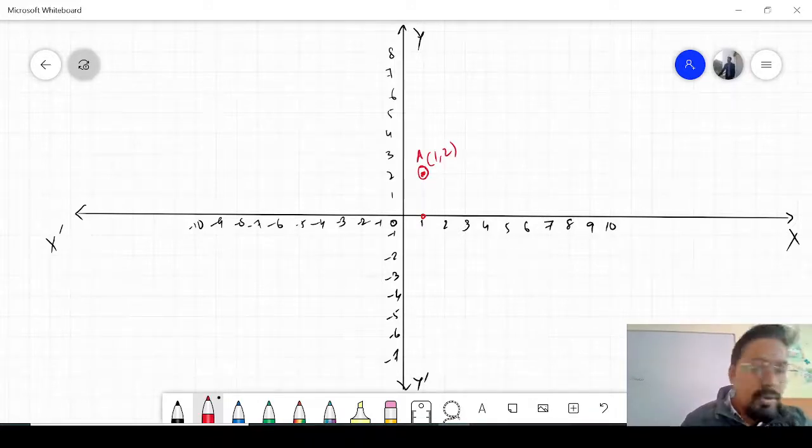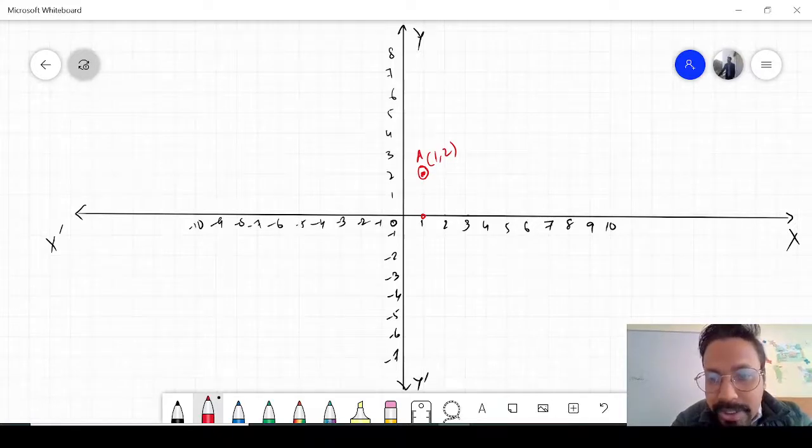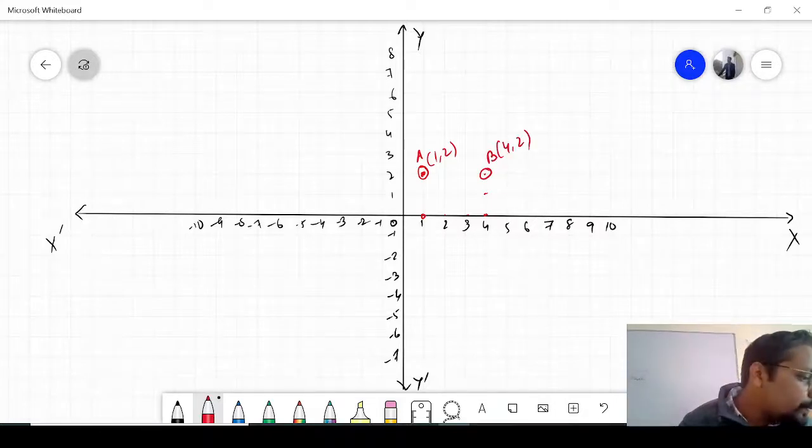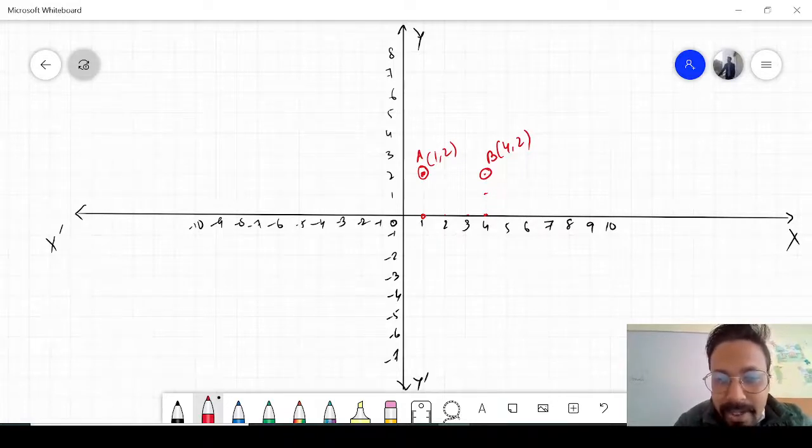Next we have b, 4, 2. So we go 1, 2, 3, 4. 4 is here and then we move 1, 2 places. So this is b, 4, 2. Then we have c, 1, 3. In c we have 1 and then 1, 2, 3.